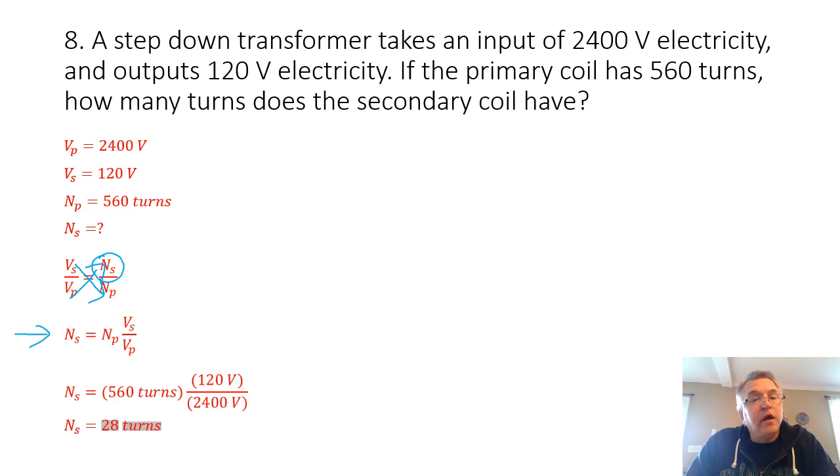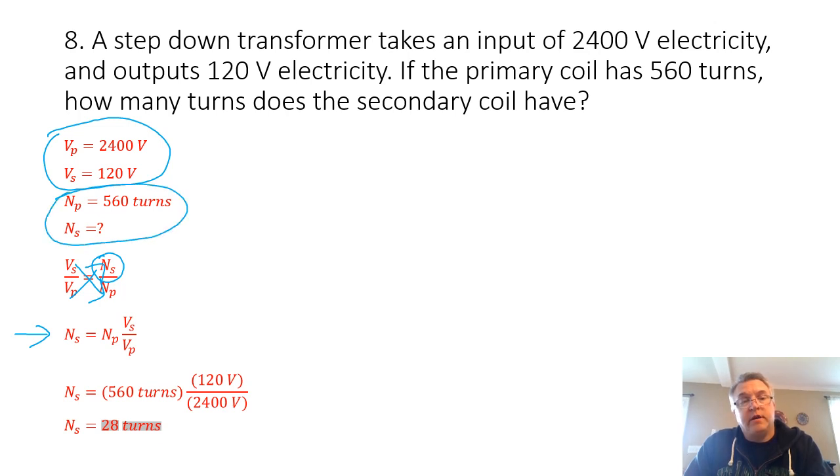And again, another tip for these transformer problems, remember that the voltage and the number of turns are directly proportional to one another. So I can see that the voltage on the primary coil is 20 times the voltage on the secondary coil. So I know that the number of turns on the primary coil has to be 20 times the number of turns on the secondary coil. So 560 divided by 20 will give me 28 turns.